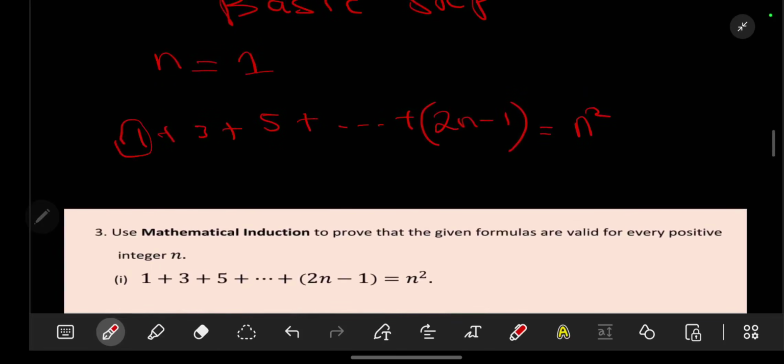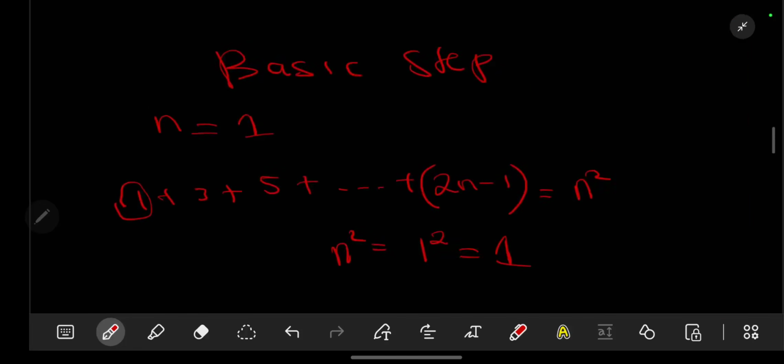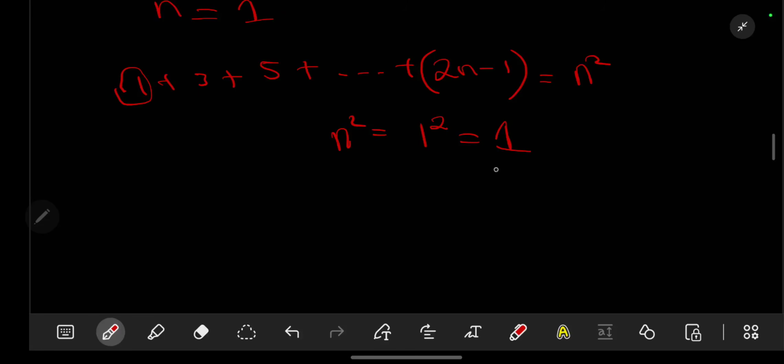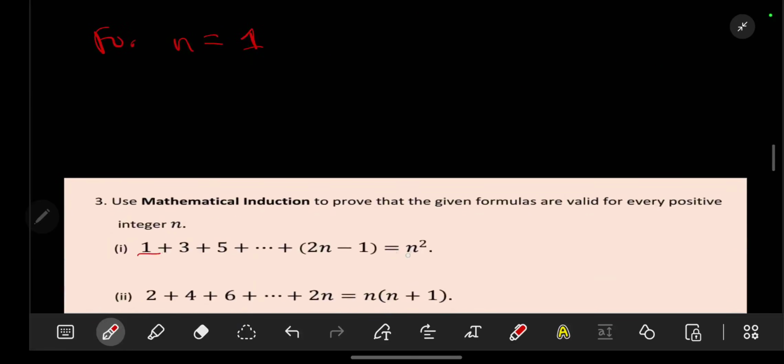The first position is n equal to 1. From here, n squared will be equal to 1, since n is equal to 1 and we square it, so this is going to give us 1. Now, if it has given us 1, that means it is true for n equal to 1. Since this is the same as n squared, that means it is true.